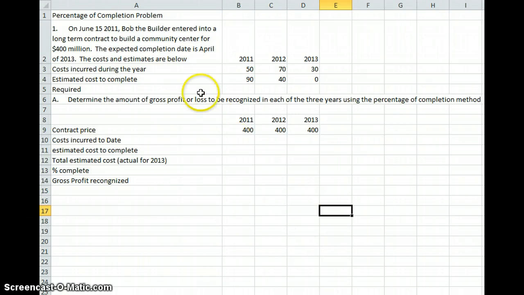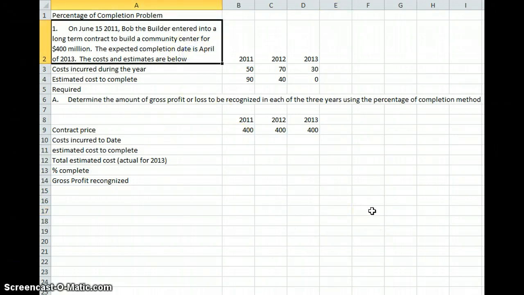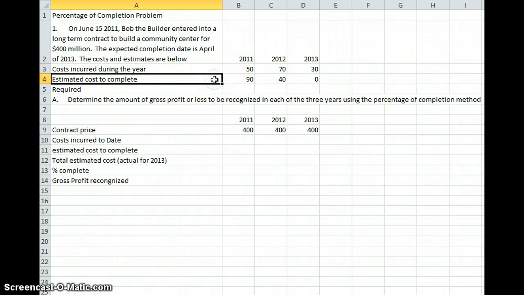for the project. So here if we read our scenario, on June 15, 2011, Bob the builder entered into a long-term contract to build a community center for $400 million. The expected completion date is April 2013. The costs and estimates are below. So we have the costs incurred each year, and then we have the estimated cost to complete.